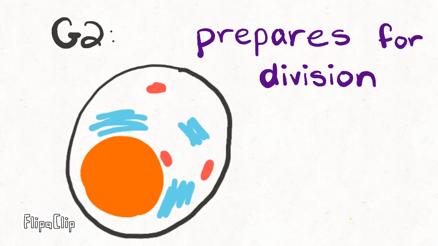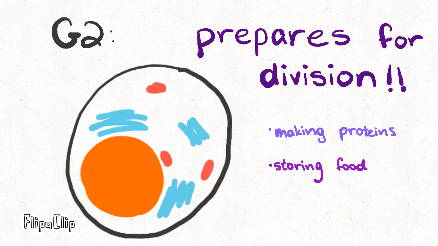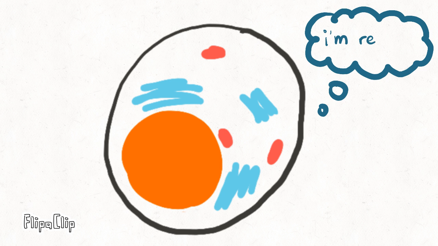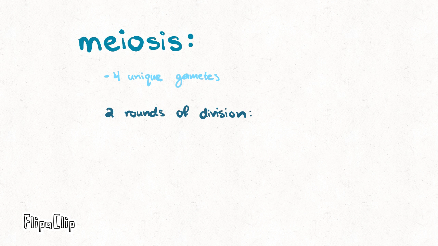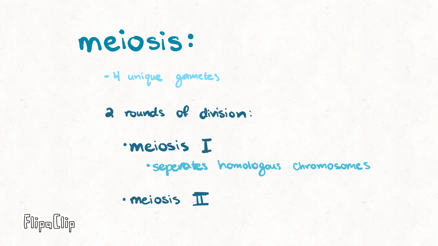In G2, the cell prepares for division. It does this by making proteins, storing food, and duplicating the cellular organelles. Now the cell is ready for division. Meiosis is the process of creating 4 unique gamete cells. Meiosis consists of 2 rounds of cell divisions, one of which separates identical or homologous chromosome pairs, and another that separates sister chromatids. The first stage of meiosis 1 is prophase 1.